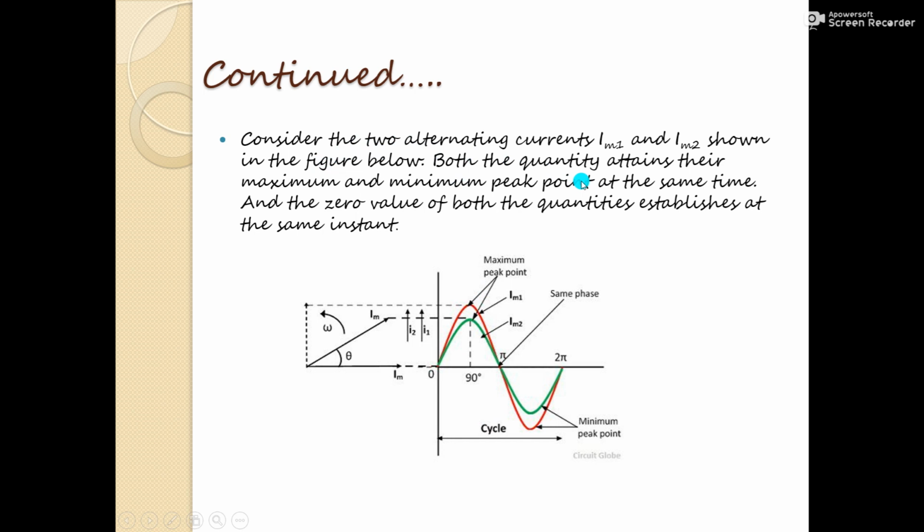Consider the two alternating currents Im1 and Im2 which are shown in the figure. Both quantities attain their maximum and minimum peak points at the same time, and the zero value of both quantities occurs at the same instant. So you will see over here both currents have the same zero position. They reach their maximum value at the same time as well as the minimum value. So these two quantities, that is Im1 and Im2, are said to be in phase.